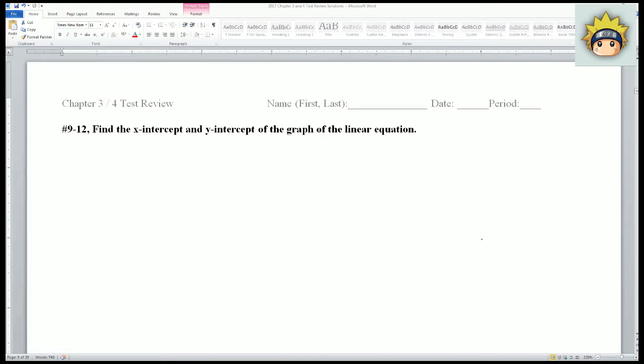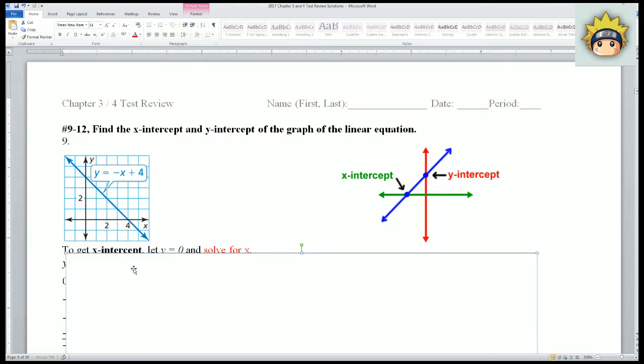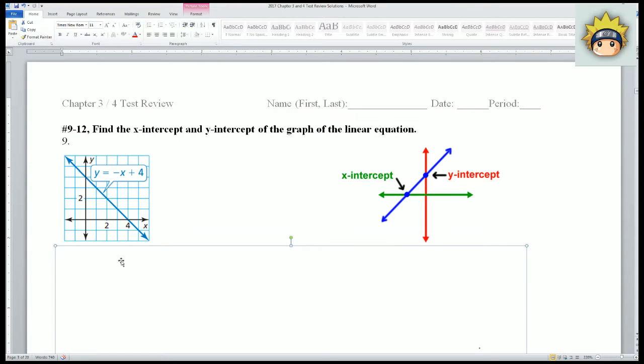This is the homework solution for chapters 3-4 test review, numbers 9 through 12 only. 9 through 12 asks us to find the x-intercept and y-intercept of the graph of the linear equation. You should notice at number 9 that I will give you a graph. I would like you to be aware of the concept.